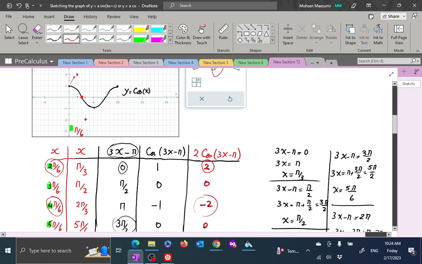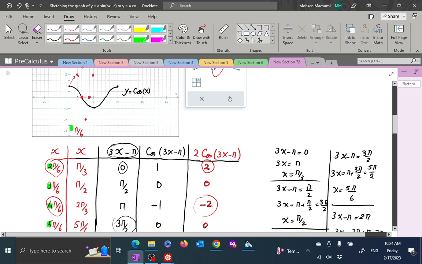Then at 5 pi over 6, I'm back to 0. 5 pi over 6 is here, I'm 0 here. And then 6 pi over 6 is just, of course, pi, and I'm here. So the picture is squeezed and moved over.